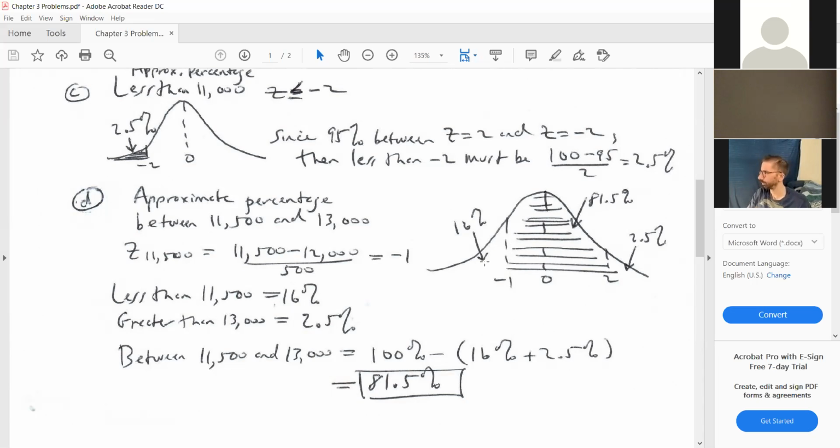So the left tail is 16%. The right tail is 2.5%. If you add the tails, now these aren't symmetric, right? And they wouldn't be. If you add the tails together, you get 18.5%. What's left is what's in between. So if you take 100% and subtract 18.5%, you get 81.5%. That's how you came up with that answer.